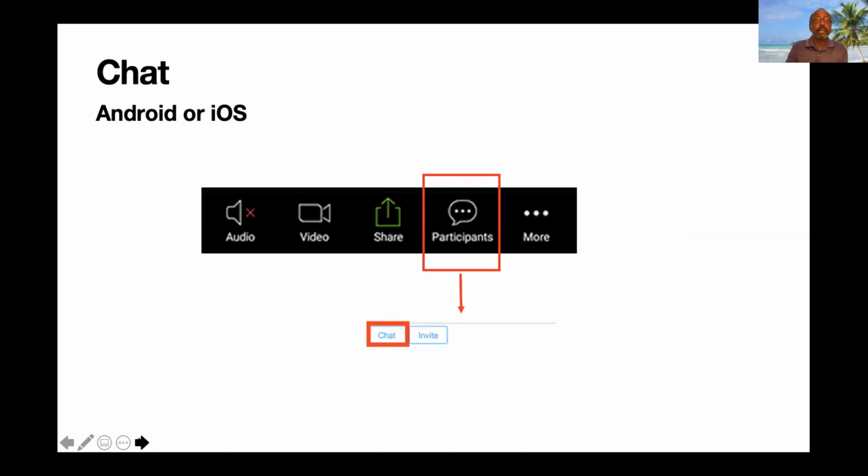If you're on an iPhone or Android device, it's a two-step process to do chat. You're going to click on the participants button first, and then the chat window will appear. You'll still have to click the chat button in the second window that shows up.